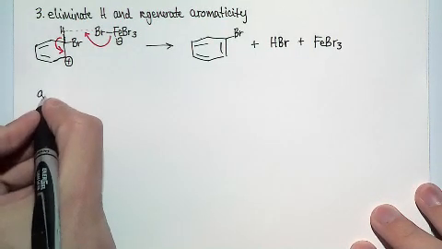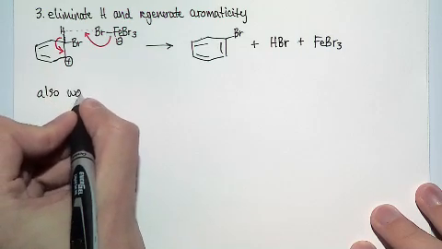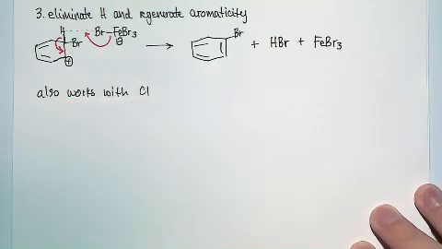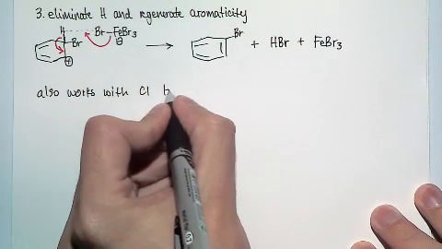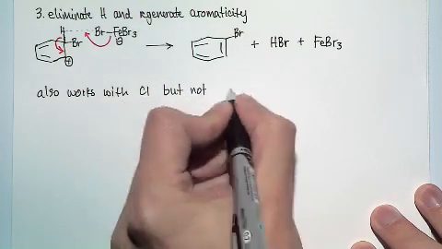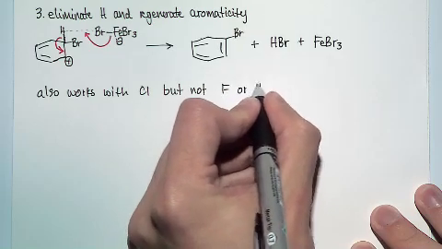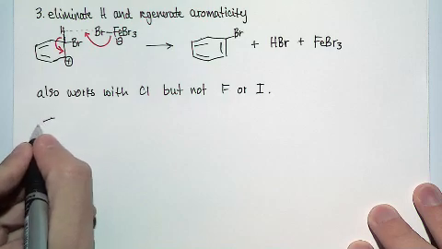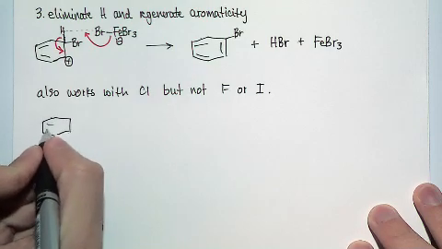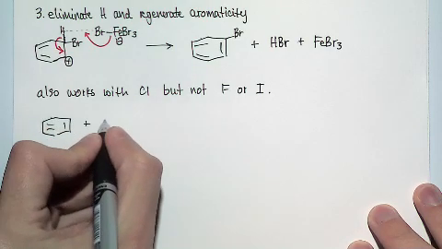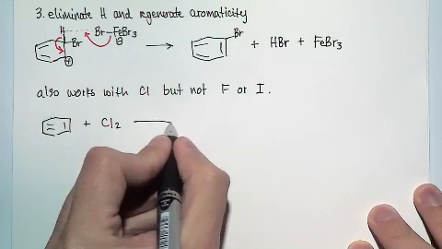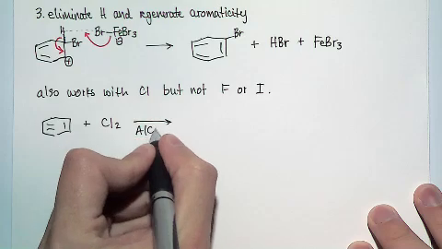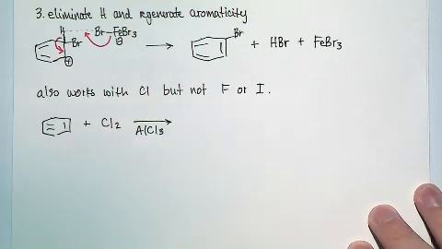I should note that this also works with chlorine, but not fluorine or iodine. So the way we do it with chlorination, add Cl2, and the catalyst we usually use for this is aluminum trichloride.